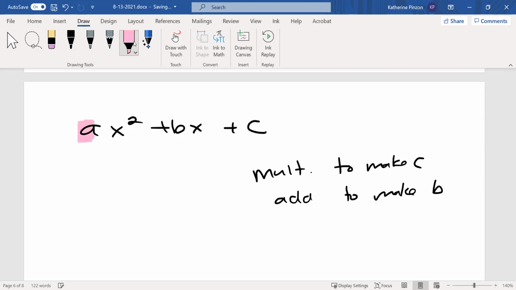It's a little bit trickier when that's not a 1 in the front. Then you got to do a little bit more work, but they multiply to make this number, the C at the end, and they add to make that number, the B in the middle.